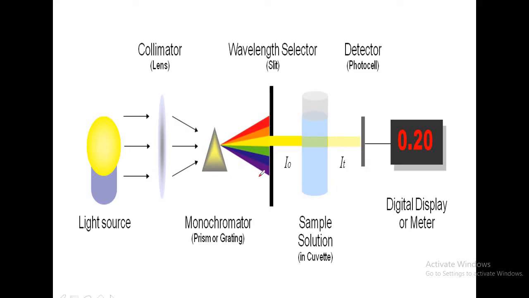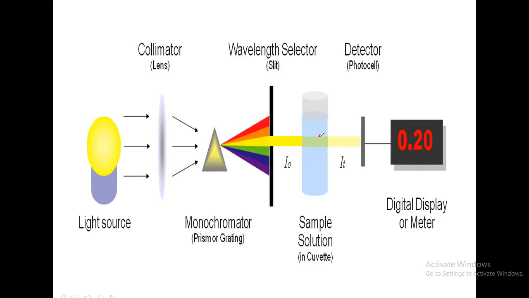and when the white light is made to pass through the prism, it undergoes dispersion. It gets dispersed into different colors, and a particular wavelength of light is chosen. For that we have a wavelength selector, or that is filter, and a particular wavelength of light is selected, chosen, and it is made to pass through the sample solution taken in the test tube or cuvette. This is I naught, that is intensity of the incident light, and this is IT, intensity of the transmitted light.